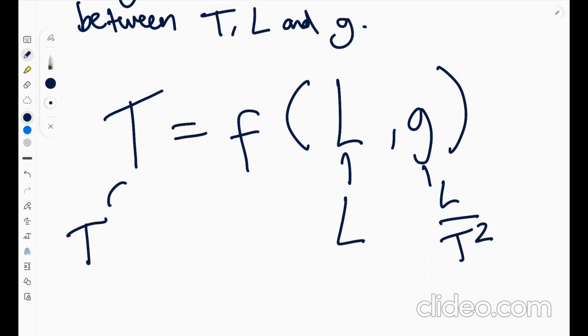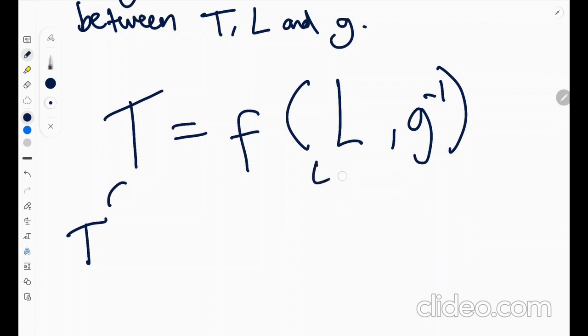This means that the two L's on the right hand side of the equation would have to cancel out. Now to do this, we can take g to the minus 1, making the dimension of this T squared over L. This means that the L's cancel. This means that the entire dimension of this section here becomes T squared. Now, we want the dimension to be T instead of T squared, so we can take the square root.